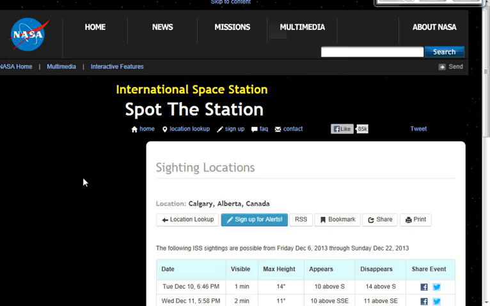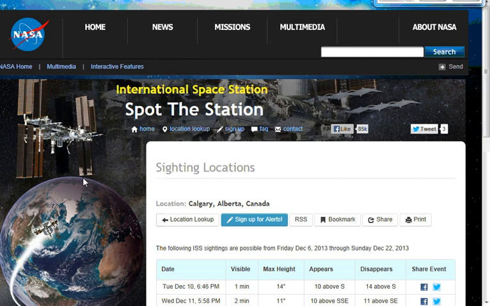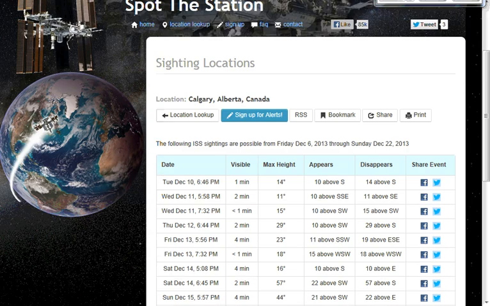Let's just take a peek at this link that we see right here, which, by the way, you could look at as well. You could go to this spot as well. All you have to do is Google ISS sightings Calgary or ISS sightings Okotoks, and it'll take you to this website. This is a NASA website. You can type in any city you want in the world. If you type in Okotoks, it'll just give you the results for Calgary.